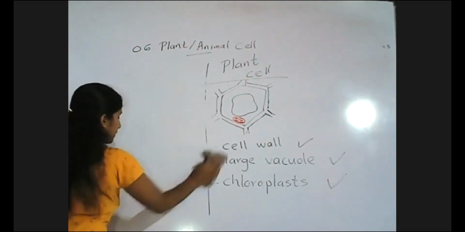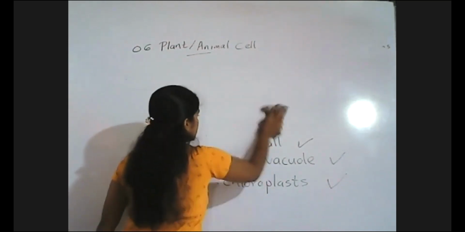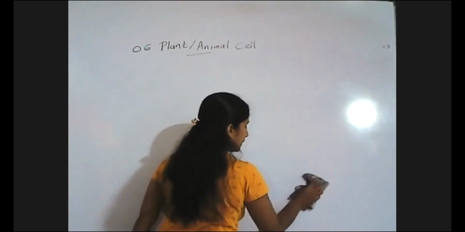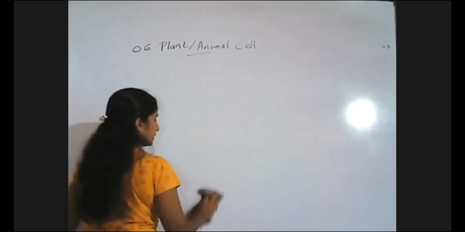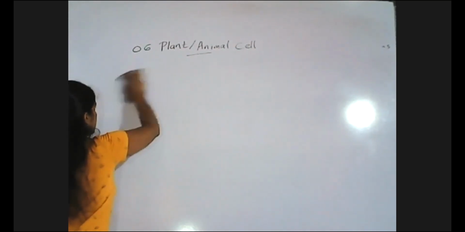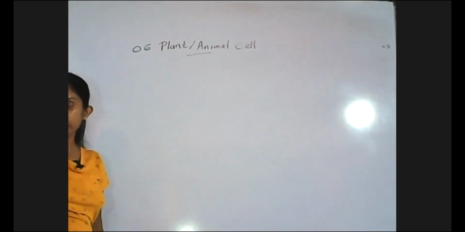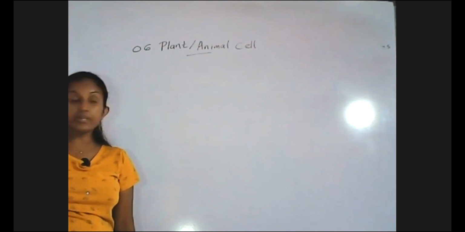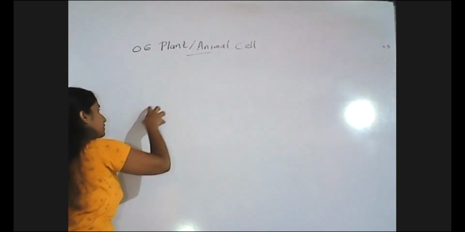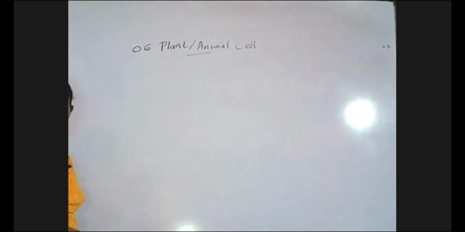Then we have to know about the organelles in the animal cell and the plant cell. There you have to remember the figure of the organelles. So when you draw the organelles, draw the figure also and write down the functions.